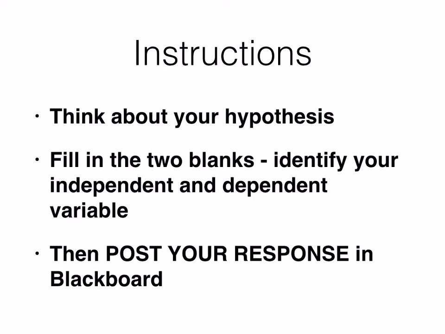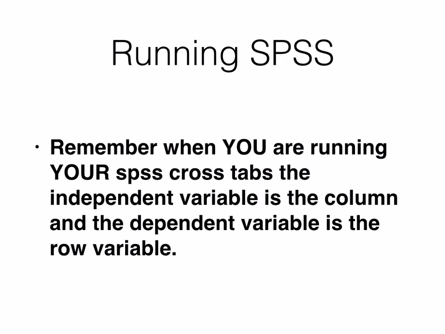Now, here are the instructions. You need to think about your hypothesis. And what I want you to do is fill in the two blanks and identify your independent and dependent variable. Oh, and don't forget your control variable. Then you need to post your response in Blackboard for grading. Now remember, and this will come up later, but you need to make a note of it. When you're running your SPSS crosstabs, the independent variable is the column and the dependent variable is the row variable.